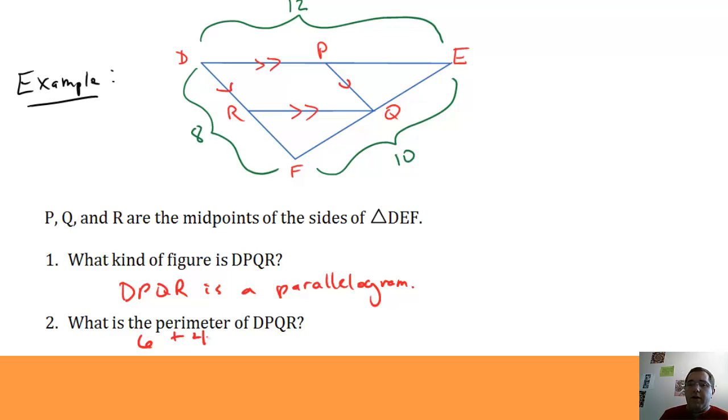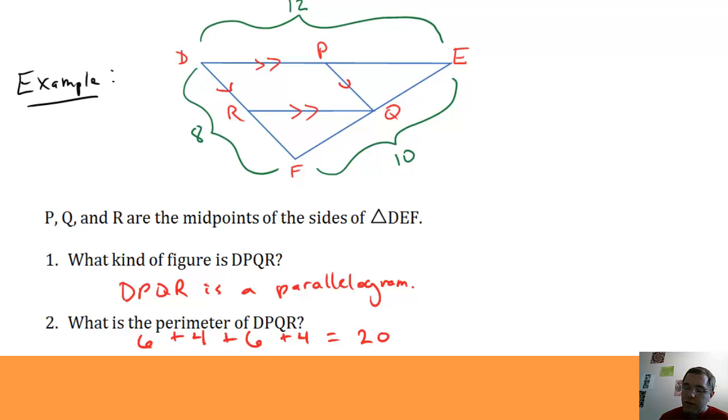How big is RQ? Well, because I have a parallelogram, and because I know RQ is half of DE, by the theorem I just proved, then RQ has to be half of 12, which makes RQ 6. How big is PQ? Well, PQ must be half of DF, by the theorem I just proved. DF is 8, PQ is half of it, PQ is 4 then. So I've got 6 plus 4 plus 6 plus 4, which is 20.